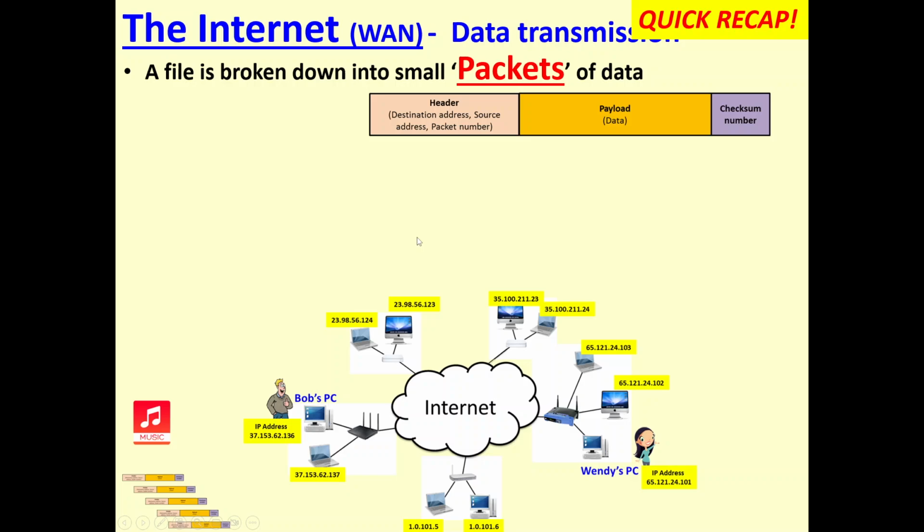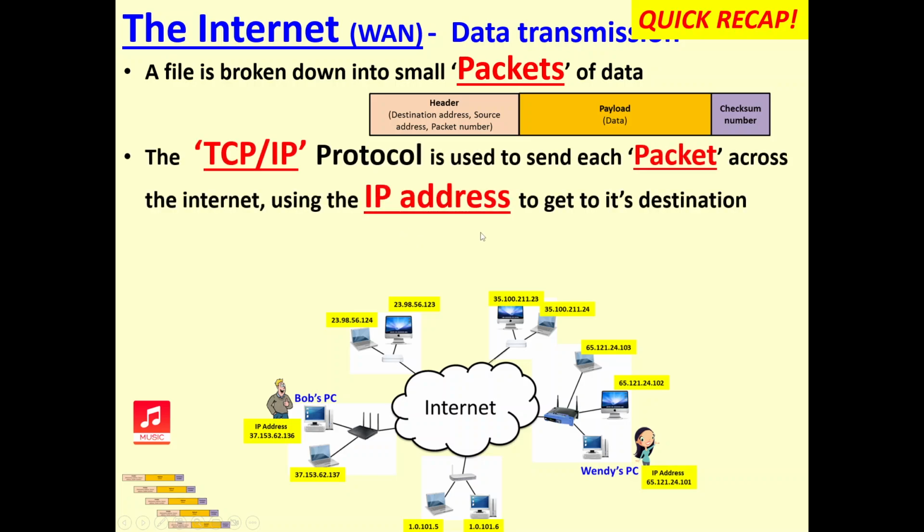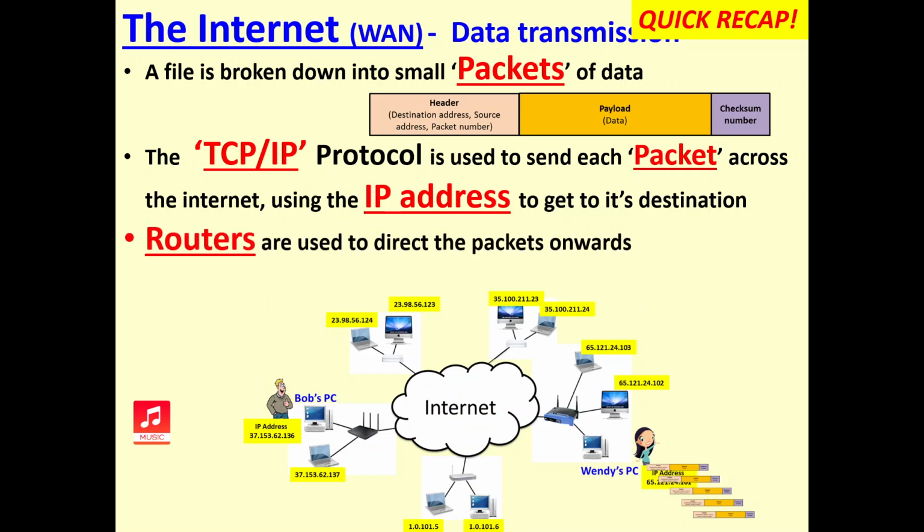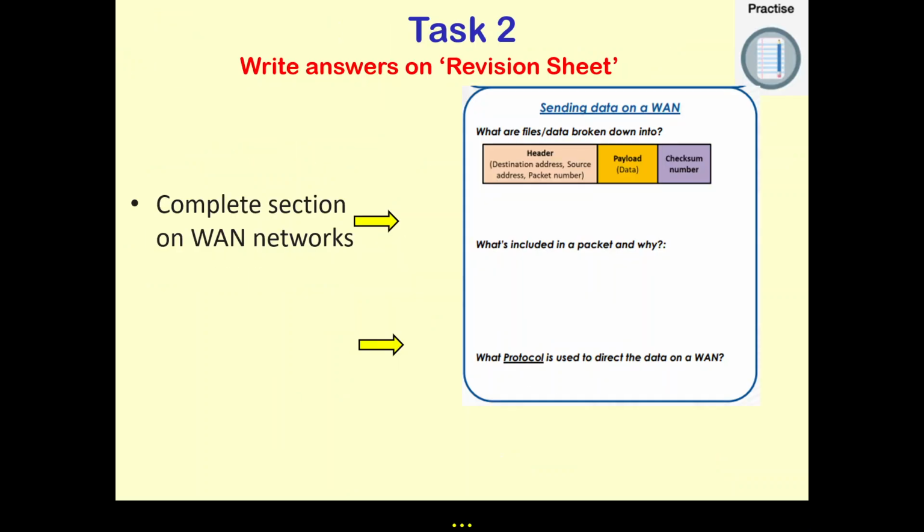So they're broken down into packets. The TCP/IP protocol is used to send each packet and direct it, and IP addresses are used to get it to its destination. Ping, ping, ping, ping, ping across the internet. And routers are used to direct the packets onwards, like we mentioned, across the WAN. And we'll look at what packet switching is in a bit. So fill in this section on your sheet about packets and the protocol that's used.